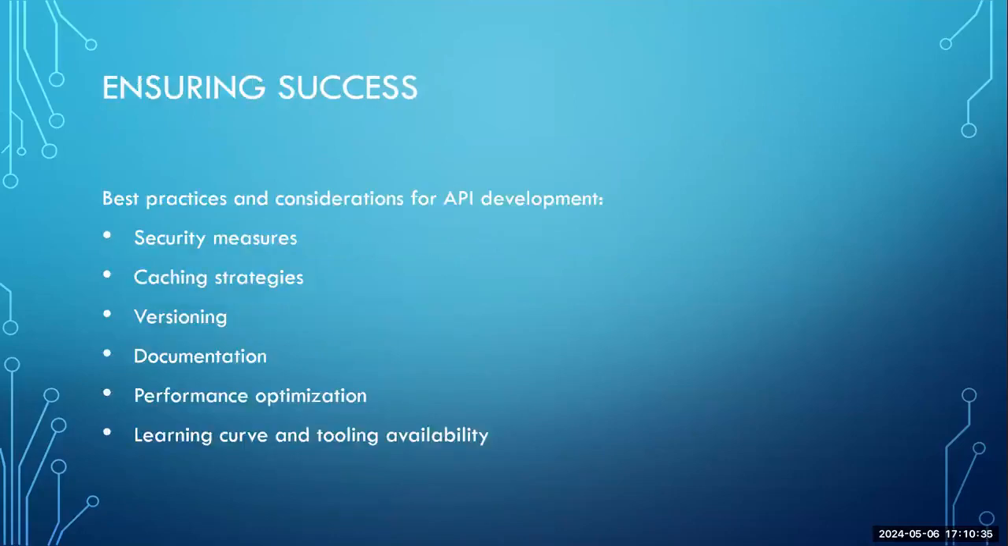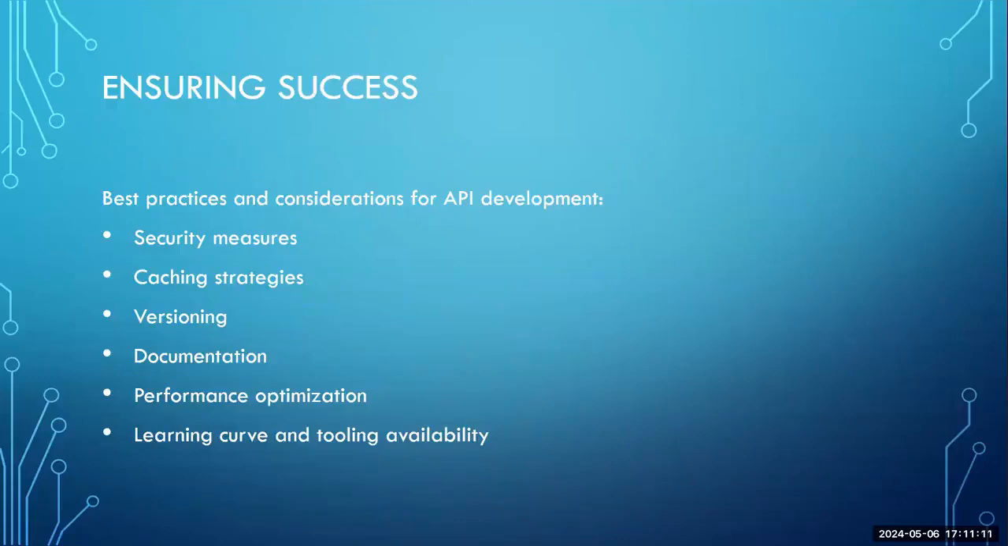So now, how can we ensure the success of our API development efforts? To achieve this, it's essential to follow best practices and consider various factors. We must implement proper security measures such as authentication and authorization to protect our API from vulnerabilities. We should use caching technologies to improve performance and reduce server load. We should establish a versioning strategy to manage API changes and ensure backward compatibility.